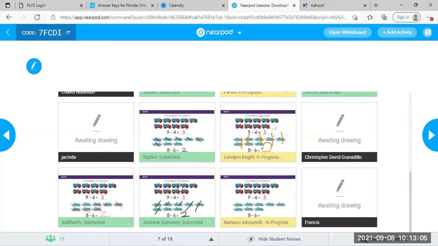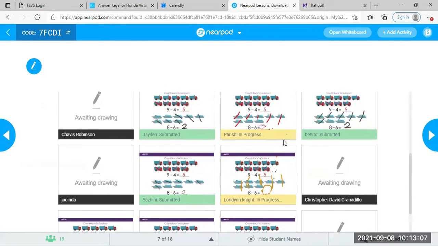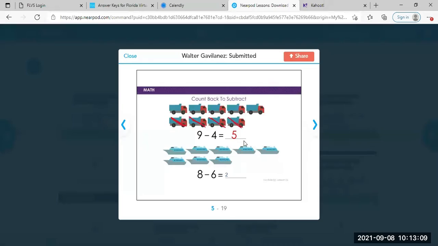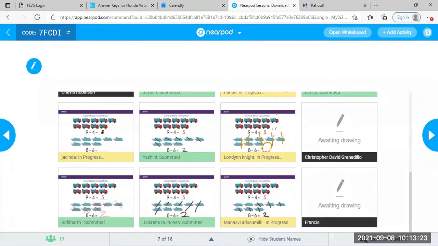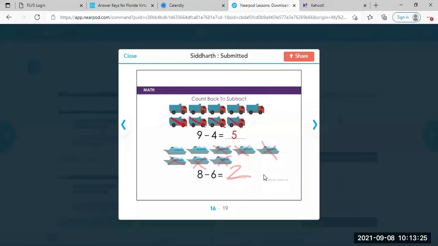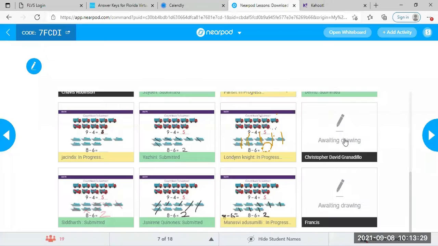All right, let's look at Walter's. Here he is. Beautiful. He even typed his answer in. If you're unable to cross it out, I know that sometimes we can't, but I love it, Walter. Beautiful job. And one more. Let's look at Siddharth's. Oh, he really X'd them out. That's beautiful. Excellent job, guys. Moving on. That was a quick review.